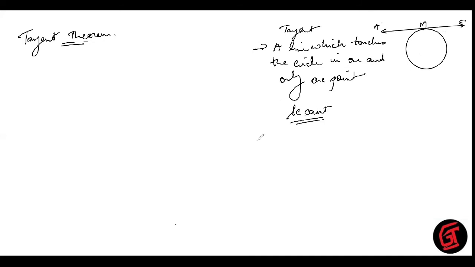Secant. Please take the definition of secant down also. Secant: a line which intersects a circle in 2 points is called a secant.